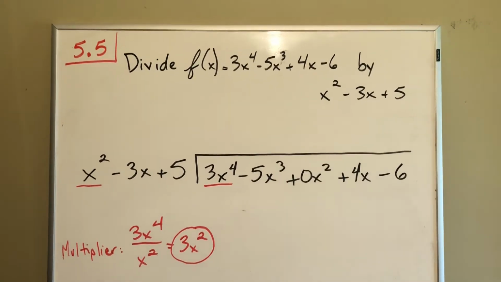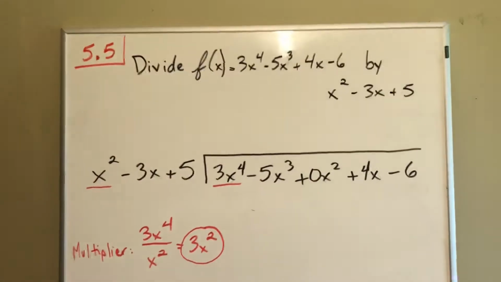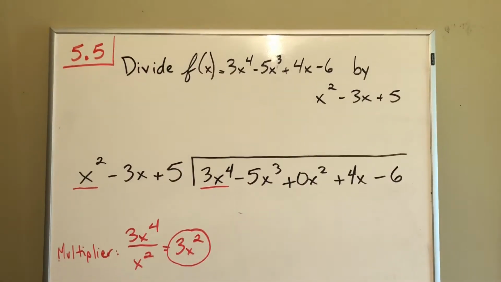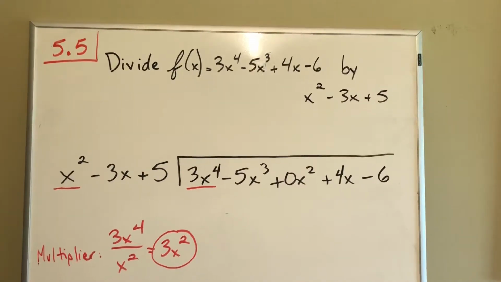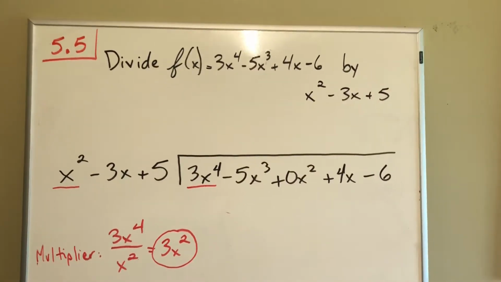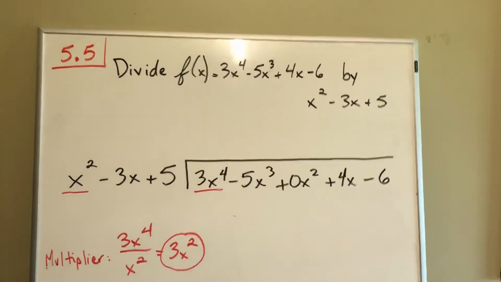This is going to be the first of 3 videos for section 5.5. We're going to begin by doing polynomial long division. We're going to divide this polynomial, this function, f of x, by another polynomial, a trinomial that's x squared minus 3x plus 5.